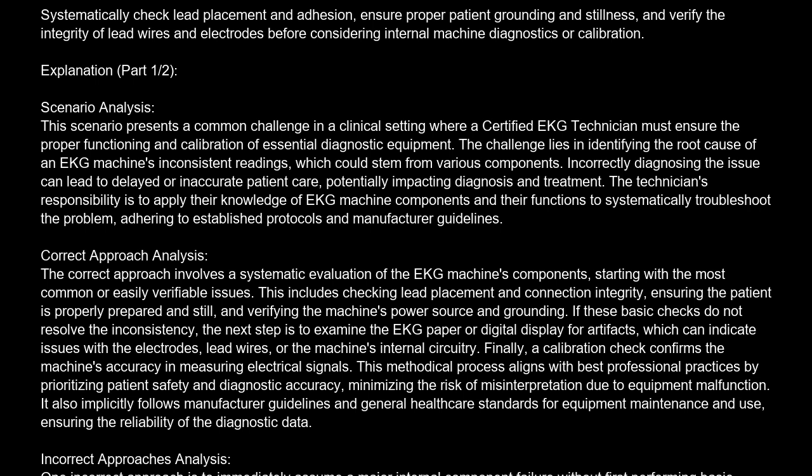Correct approach analysis. The correct approach involves a systematic evaluation of the EKG machine's components, starting with the most common or easily verifiable issues. This includes checking lead placement and connection integrity, ensuring the patient is properly prepared and still, and verifying the machine's power source and grounding. If these basic checks do not resolve the inconsistency, the next step is to examine the EKG paper or digital display for artifacts, which can indicate issues with the electrodes, lead wires, or the machine's internal circuitry. Finally, a calibration check confirms the machine's accuracy in measuring electrical signals.